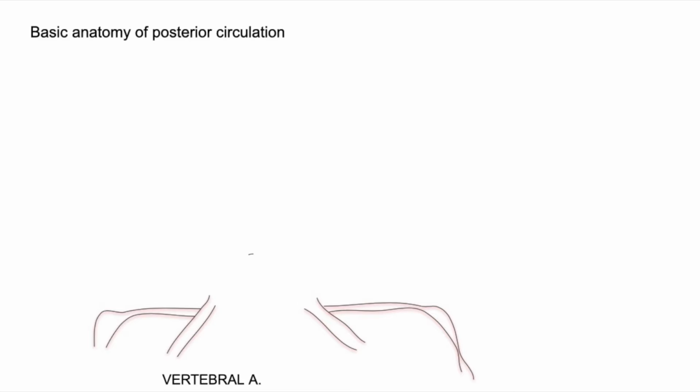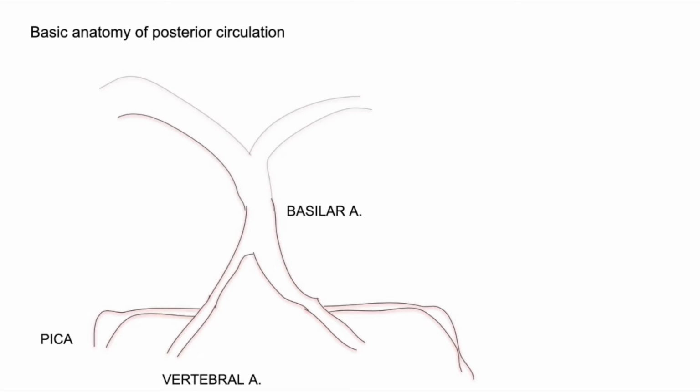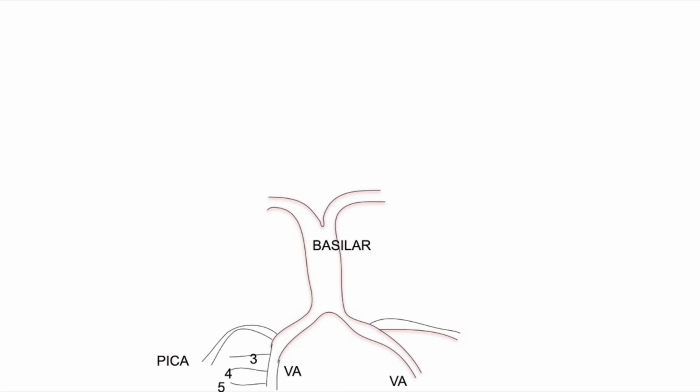Let's review the basic anatomy of the posterior circulation. We have the two vertebral arteries, which give rise to the posterior inferior cerebellar arteries, and the vertebral arteries go front and join together to form the basilar artery, which divides again to form the posterior cerebral arteries. In addition, you have the superior, middle and inferior lateral medullary arteries.